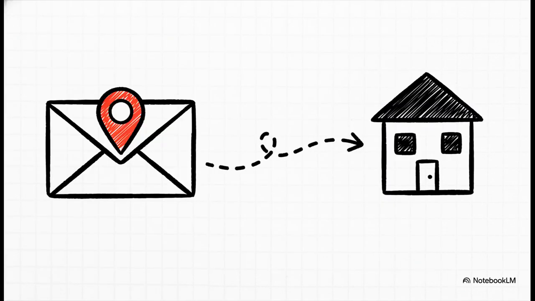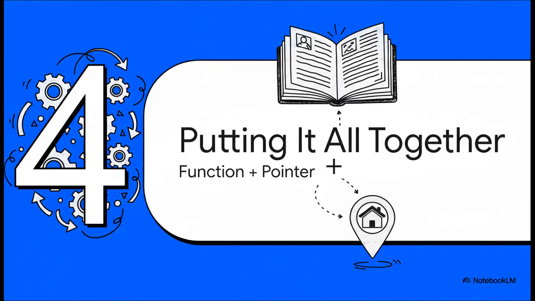Think of it like this. A pointer is like writing a home address on an envelope. The address tells you where the house is, but the piece of paper itself isn't the house. It just points you to it. That's all a pointer does. It tells your program where to find things. Okay, so we've got our two ingredients, functions, which are our recipes, and pointers, which are our addresses. Now, let's see what happens when we mix them together.